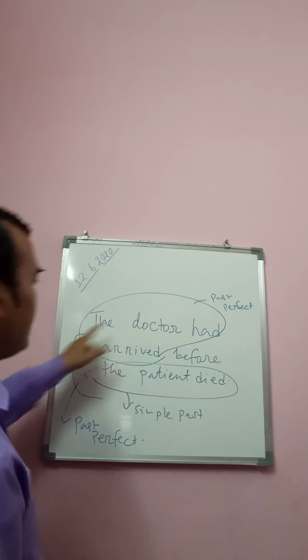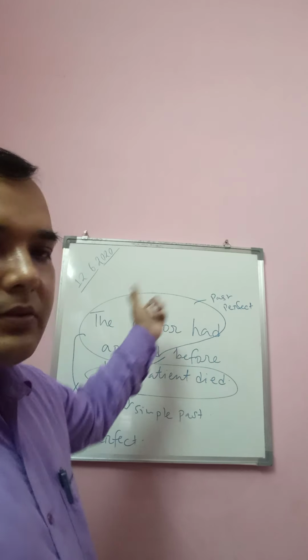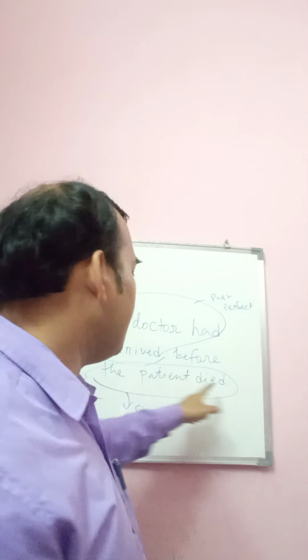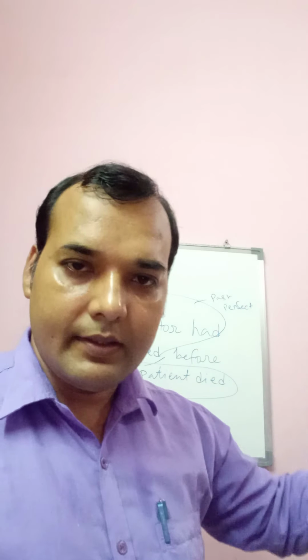So the doctor had arrived. This action happened earlier. The doctor had arrived before the patient died. The patient died later. So for the earlier we use past perfect tense, and for the later we use simple past tense. I think it is clear to you.